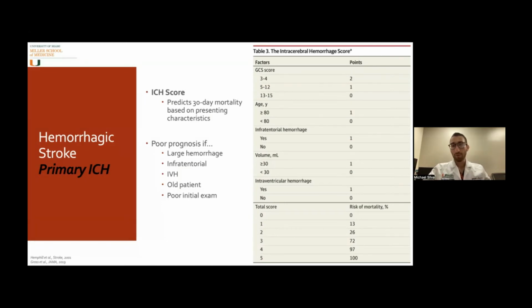And I won't go through each of the categories, but the basic thing to think about, conceptually, is that the patient will have a poor prognosis if the hemorrhage is large, if the hemorrhage is infratentorial in location, if there's intraventricular hemorrhage, if the patient is old, and if they have a poor initial exam. So these are all kind of logical, and that's how I learned better than just memorizing a grading scale, just to think logically about what would lead to a poor prognosis. And even if we're not calculating these for all of our patients, it's important to consider what the predictors of a poor outcome are.